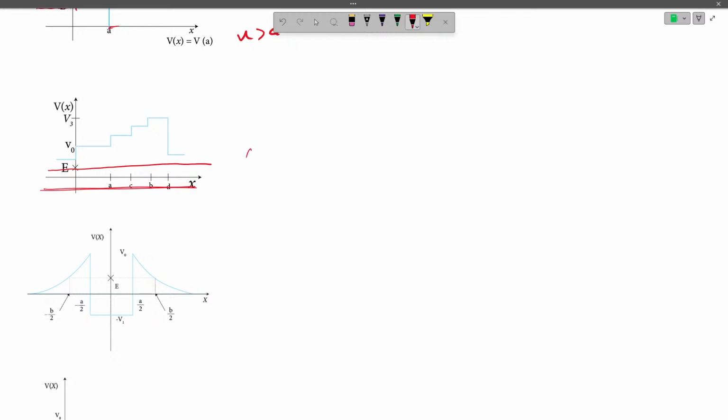So we can say that it is not possible. Now in this figure, we see that the total energy of the particle is above the potential energy within the domain x equals minus infinity to minus b by 2, and then x equals minus a by 2 to a by 2, and then x equals b by 2 to beyond. So we can say that these are the plausible regions where we can find the particle, and these are the regions where we cannot find the particle.